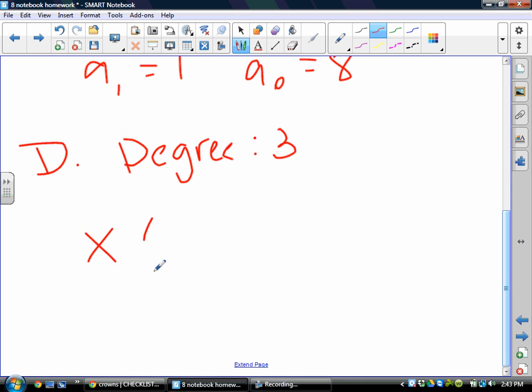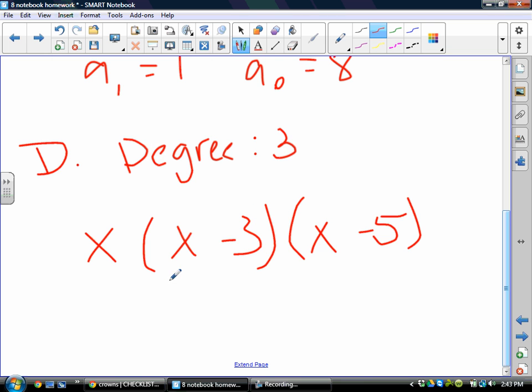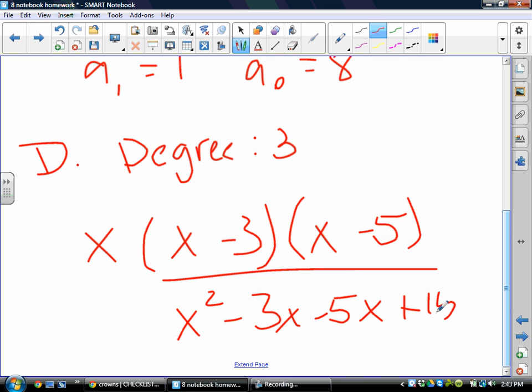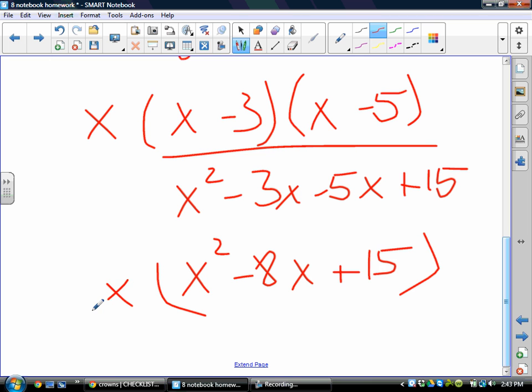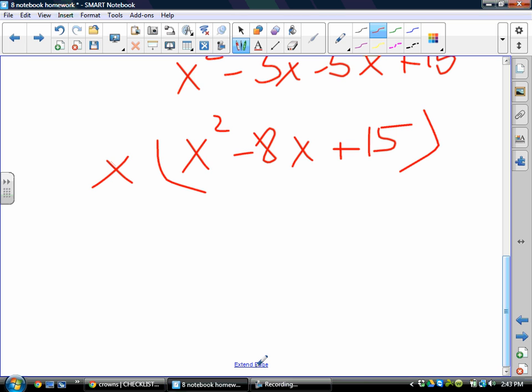So we have x times this x minus 3 and x minus 5. So I'm going to multiply the two binomials first. So I'm going to have an x squared minus 3x minus 5x plus 15. Okay, if we can combine those like terms, x squared minus 8x plus 15. So then we're going to multiply all that times x still, because we still have this out here. So we just give everything an extra x. So x to the third minus 8x squared plus 15x.